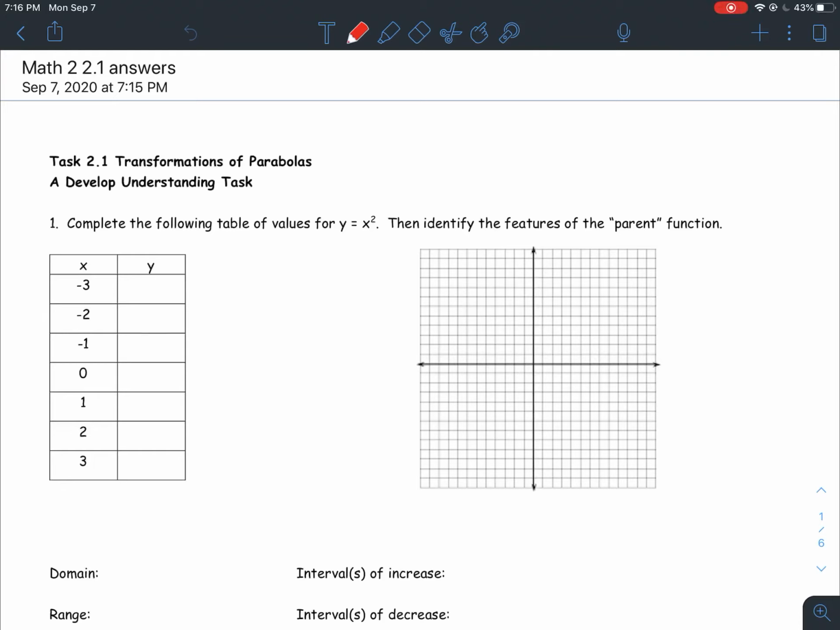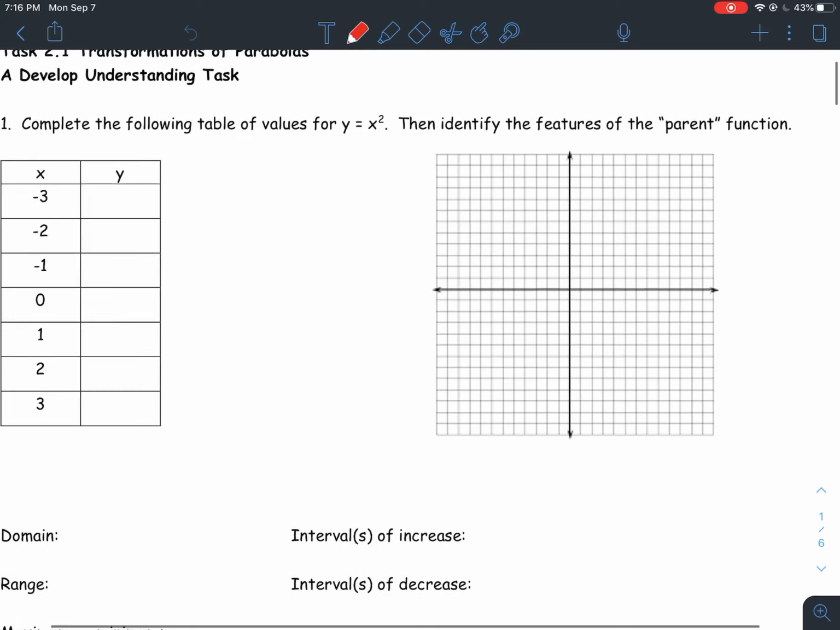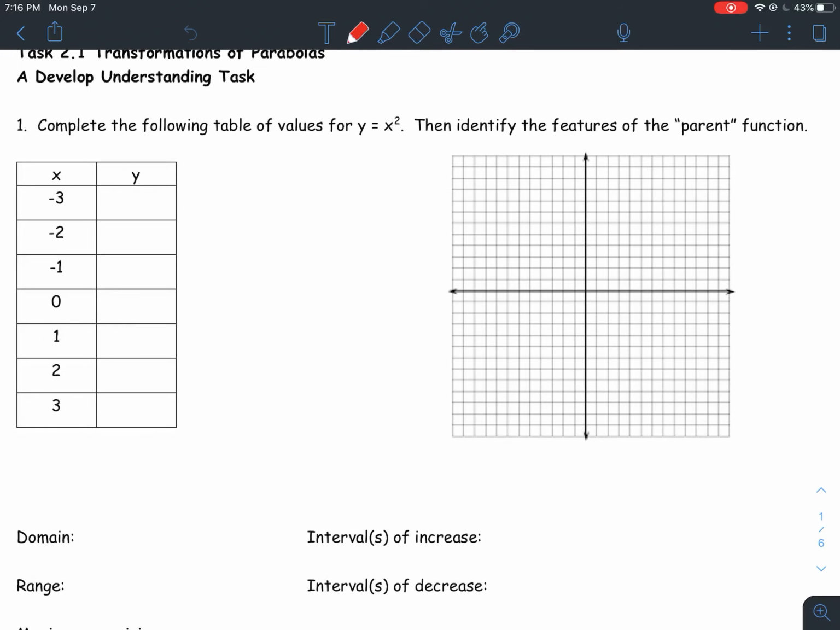Welcome to Module 2. So this is your task for 2.1. For number 1, it says complete the following table of values for y equals x squared. Then identify the features of this parent function. So let's go ahead and make the table.